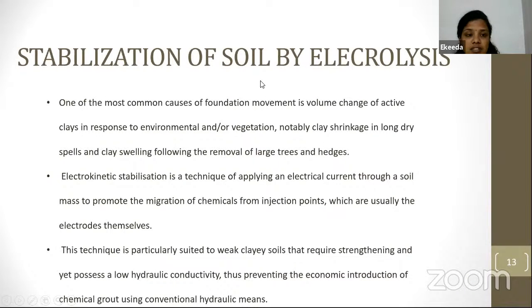Stabilization. So the next topic is stabilization of soil by electrolysis. This is a newly applied method.